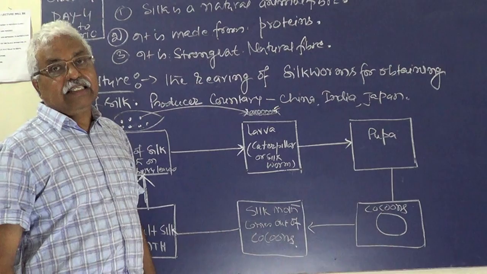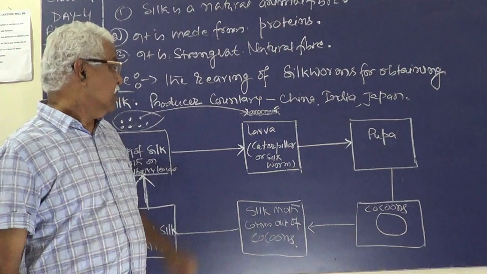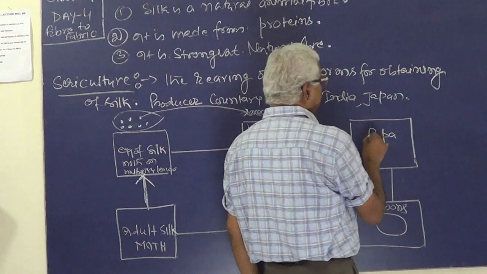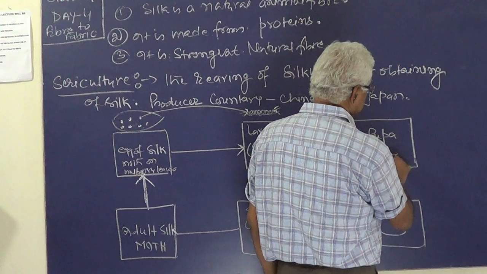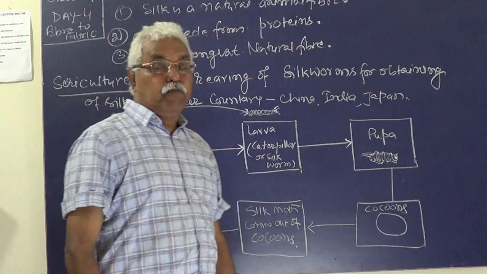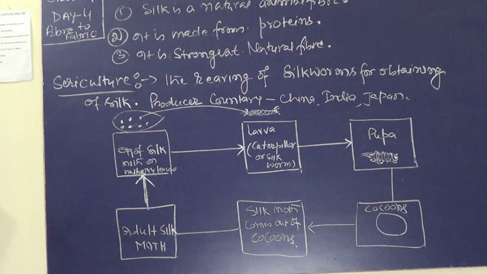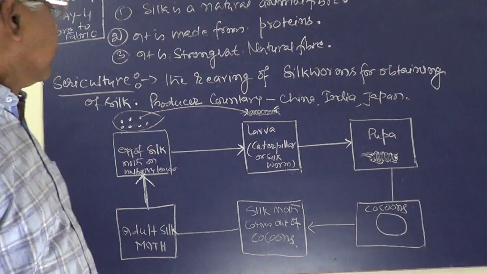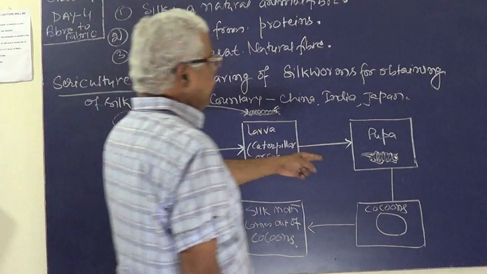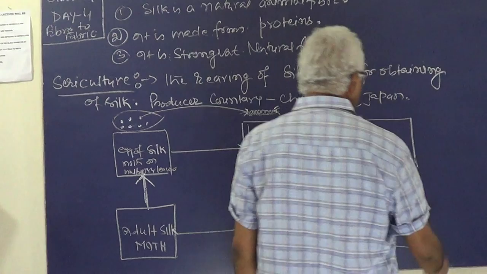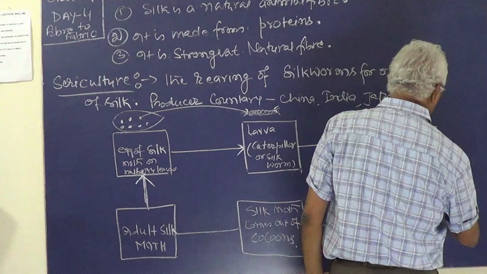After that, the silkworm grows into a pupa. After growing, it becomes pupa. It is like this. At the pupa stage, the silkworm secretes the protein. The silkworm swings its head like the English letter 8.